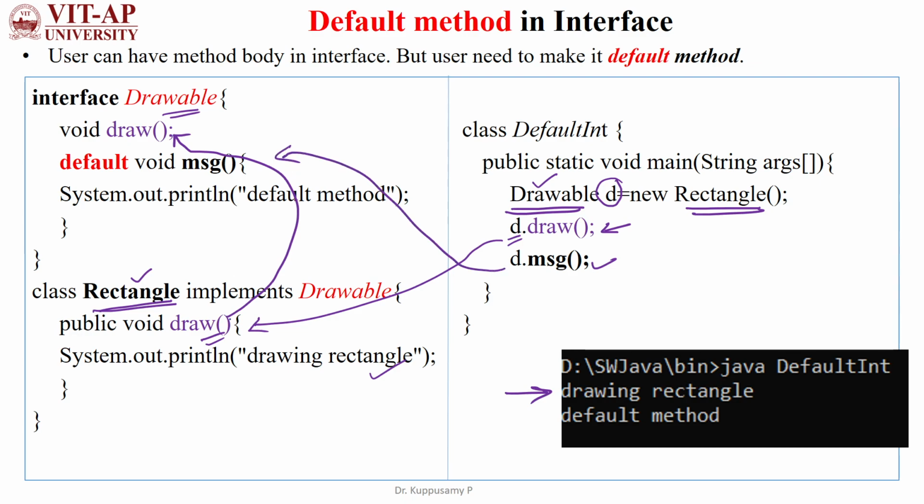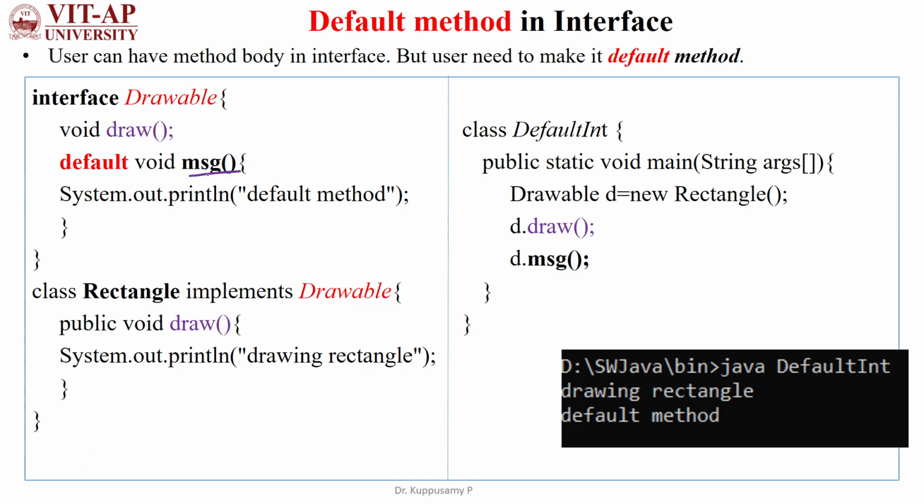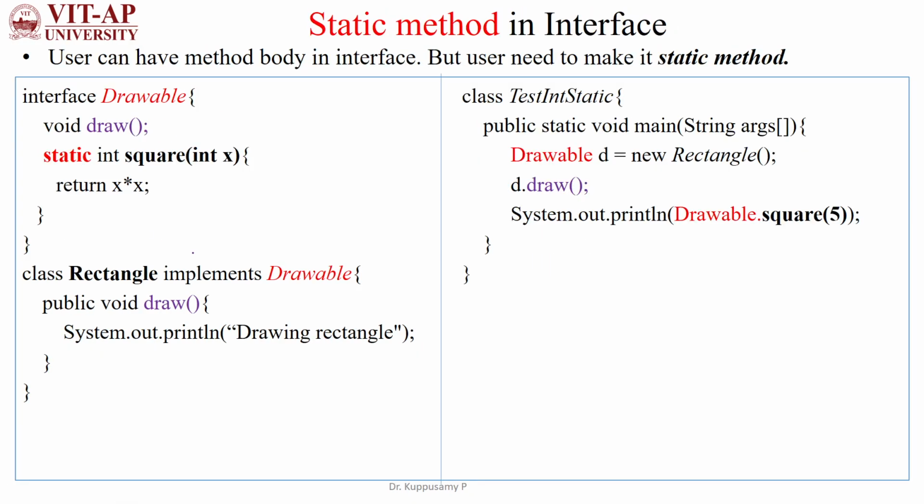control to interface drawable to check the message method, which is defined with default, so automatically it will execute. So the default method is the statement which is given, that is displayed here. So you should observe that the interface can have a method with the body of the content, but it should be defined with the default keyword. And another one is here, static method is allowed inside the drawable interface.